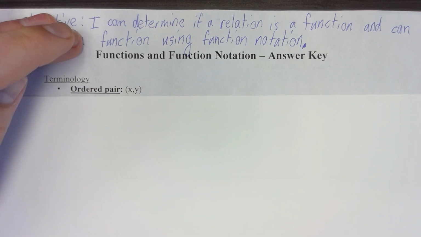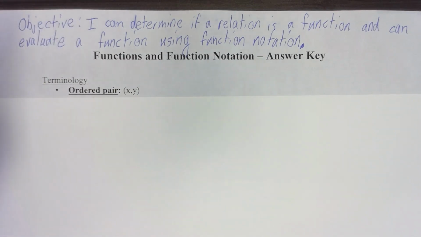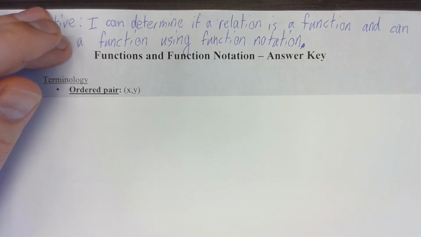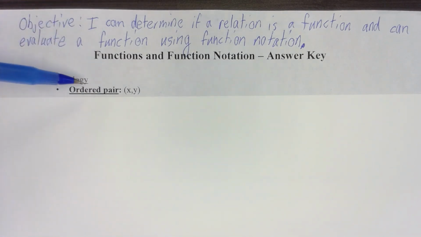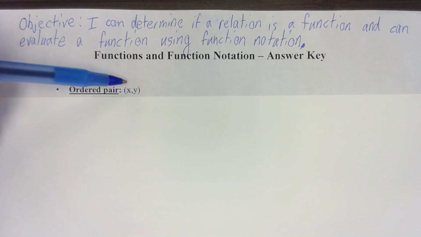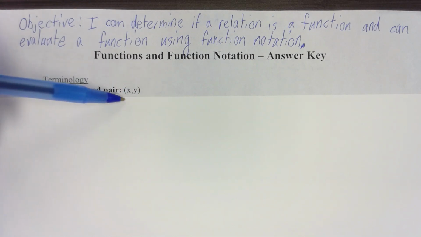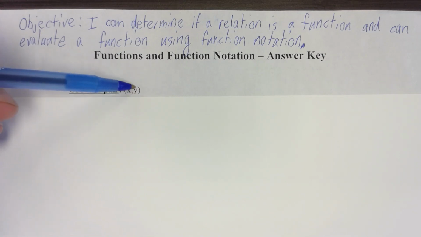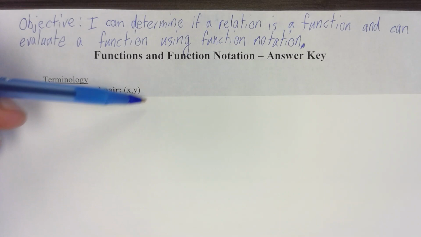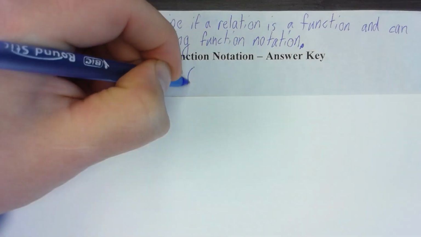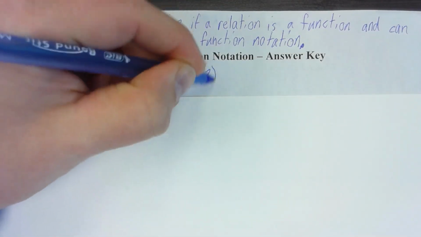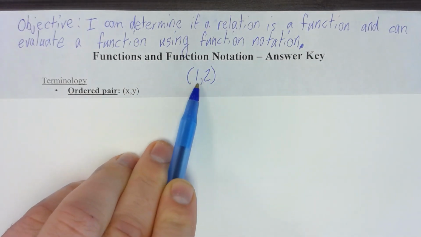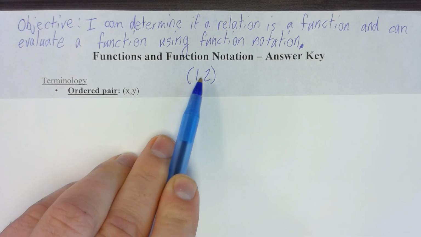Okay, some terminology. I typed this up because I thought it would be easier for you to write down. You have ordered pair, and you're going to write this down. An ordered pair is always written as some x value, comma, some y value, with parentheses. This is always how we write it. So for instance, we might write (1, 2). That means I have an x value and a y value. It's always alphabetical, always an x and then a y.